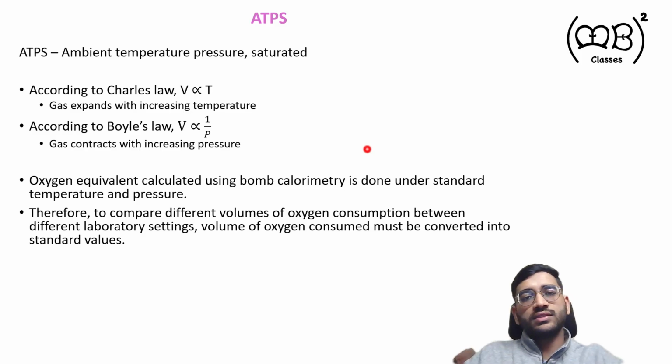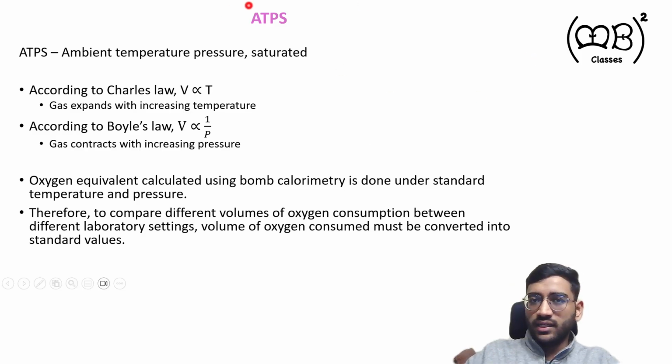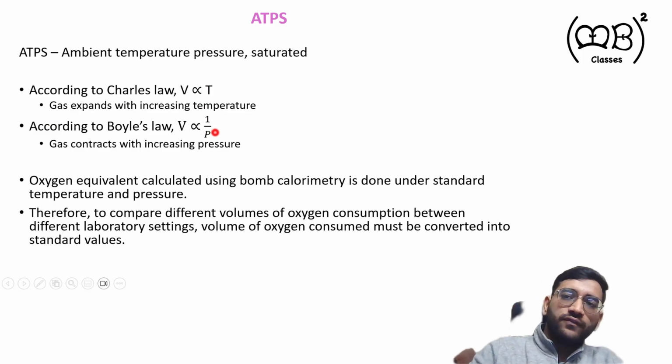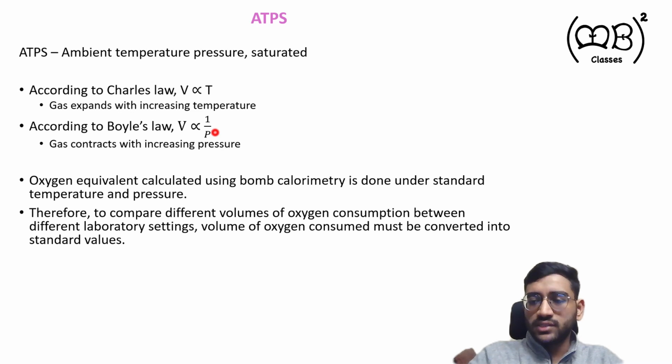Now these ambient conditions are called ATPS. ATPS is ambient temperature, pressure, saturated air with humidity, with water vapors. According to Charles' law, volume is proportional to temperature. Boyle's law, volume is inversely proportional to pressure. So if the temperature and pressure conditions change, if the temperature is increased, the gas expands, and if the pressure is increased, the gas contracts.